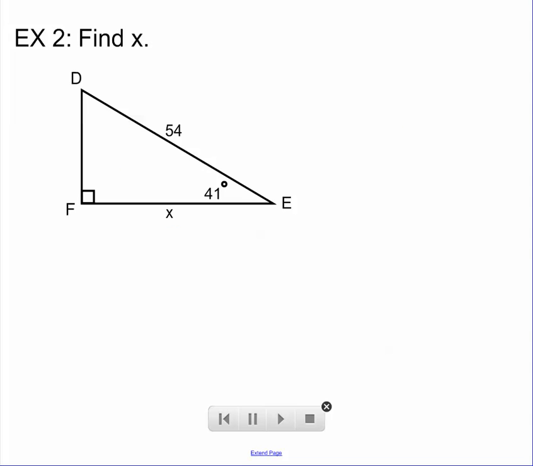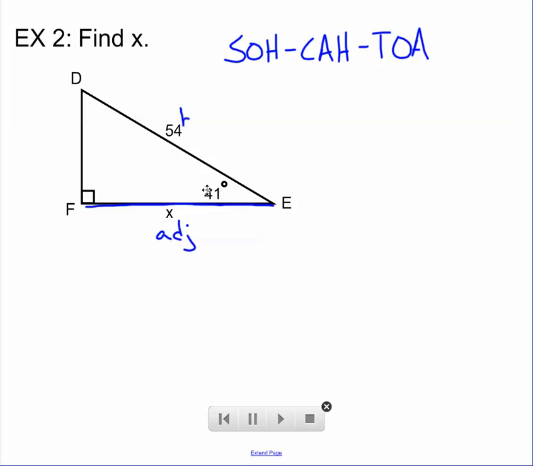So let's try this a couple more times. All right, we're given this 41-degree angle, and we're given this side over here is 54. We're trying to find this side. So starting off with SOHCAHTOA, sine opposite over hypotenuse, cosine adjacent over hypotenuse, tangent opposite over adjacent. We are trying to find the adjacent side to this 41-degree angle, and we're given the hypotenuse, the side across from the right angle. Cosine uses adjacent and hypotenuse.